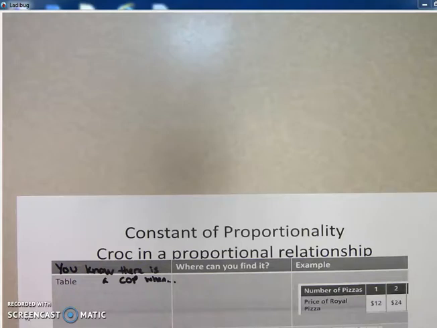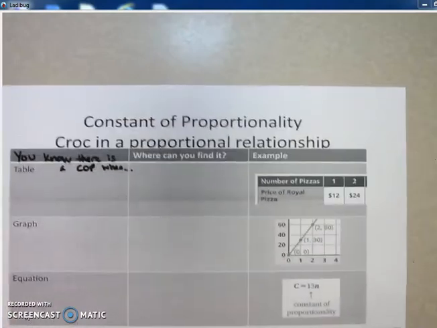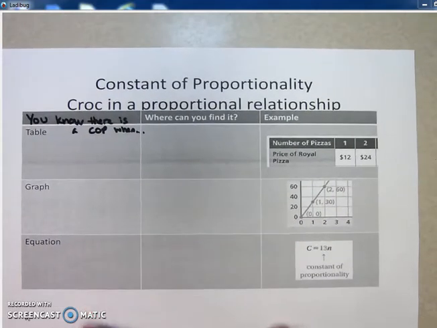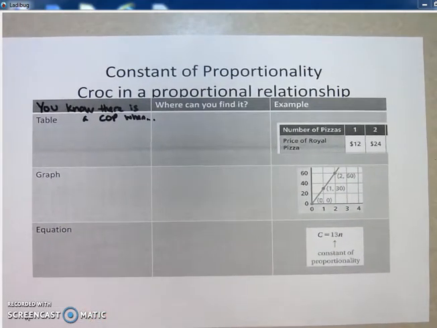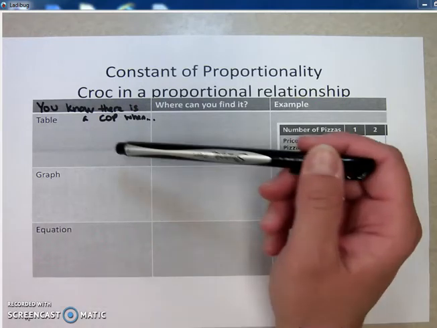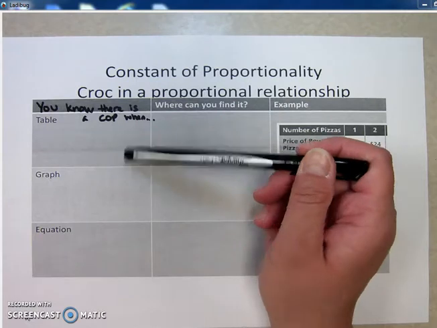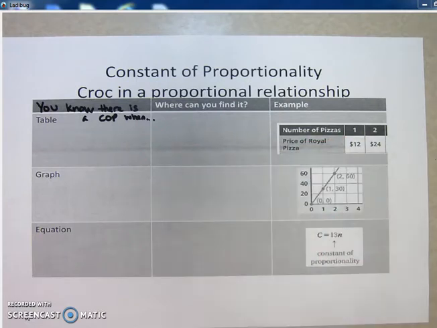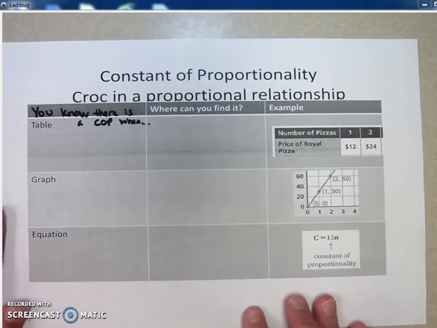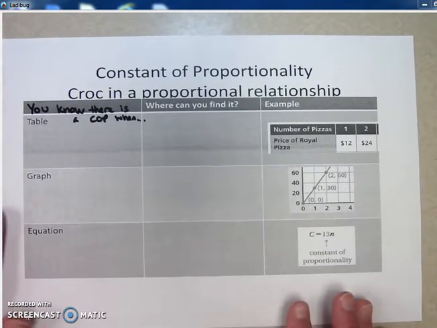Hi, welcome to this screencast, and we're working on completing this graphic organizer on the concept of proportionality so that we can answer two questions really. How do I know when there is a constant proportionality, and once I know there is one, where will I find it in the table, graph, or equation? So let's get started with tables, and they're the ones that are the most tricky.